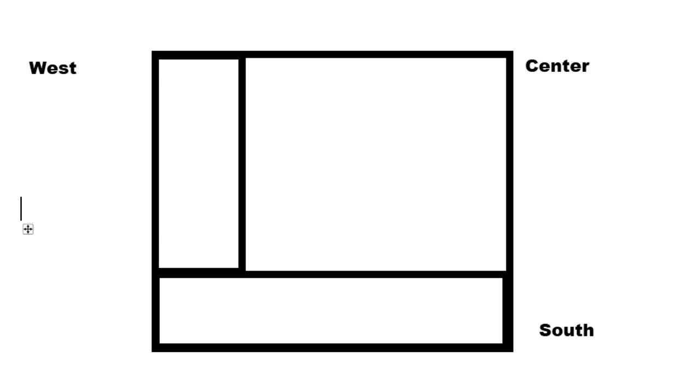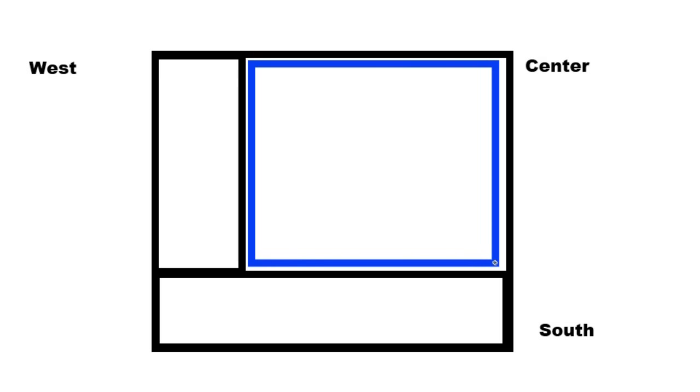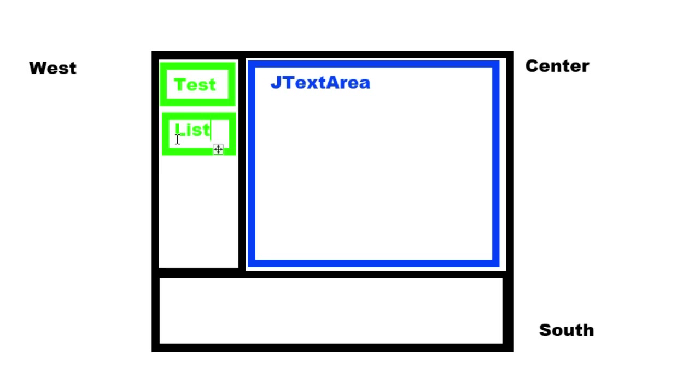So now let's talk a little bit about what elements we're going to add to this. This center is going to be taken up by one big object, and that's going to be a JTextArea. Then this section over here is going to be filled with a bunch of JButtons. Let me change my color again. So we have a JButton there, and that's going to be called test. We're going to have a JButton here, and that's going to be called list. We're going to have a JButton in here, and that one's going to be called clear.